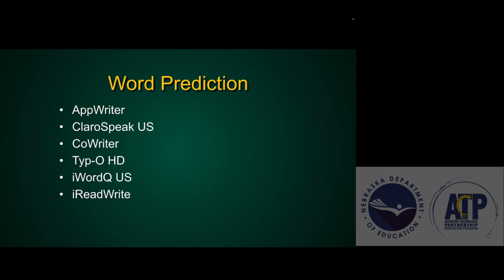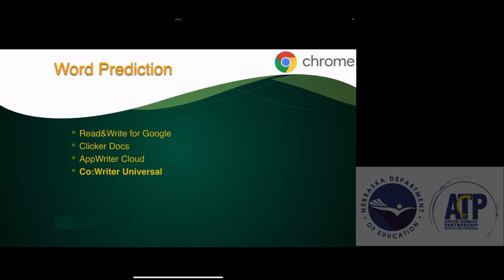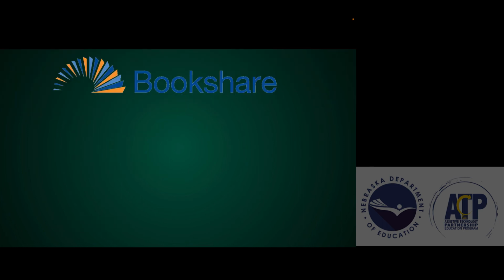Word prediction apps will help those students in that writing process because they'll predict the next word as well as making sure that everything is spelled correctly. Co-writer, you've probably seen that quite a bit. Really, really nice support for that. I also like iWordQ on the iOS side. And then word prediction on the Chrome side, Clicker Docs and Co-writer again is also available.